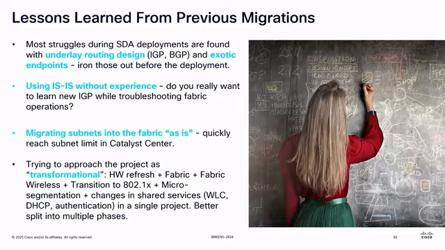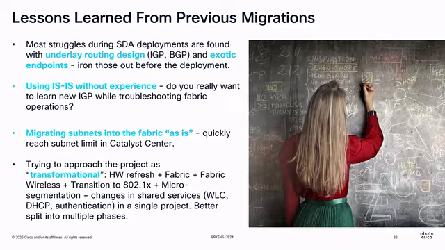Migrating subnets as is. I think I talked about it, right? The math has to check out. You have 1.5 million managed interfaces in Catalyst Center. And if you're just carelessly migrating subnets in, you might hit this limit real fast. And then you would have to redesign your deployment.